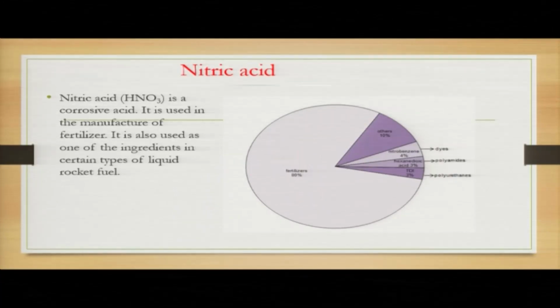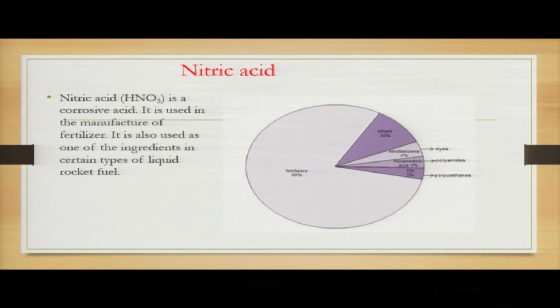important part of the salts, because we are just looking at the salts. Nitric acid is also a salt. It is a corrosive acid, so when you are handling it, you have to handle it with care because of its corrosivity. It is used in the manufacture of fertilizers and also as one of the ingredients in certain types of liquid rocket fuels. So here are some of the uses where nitric acid is applied.